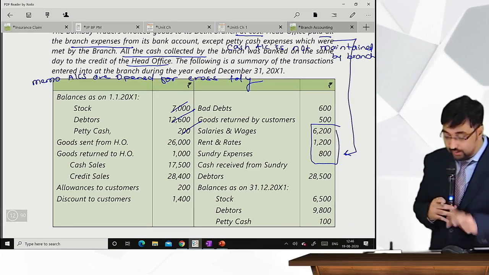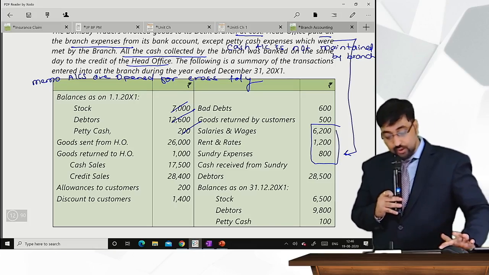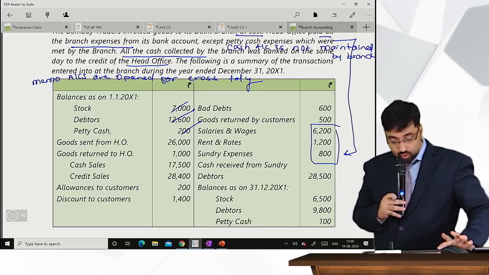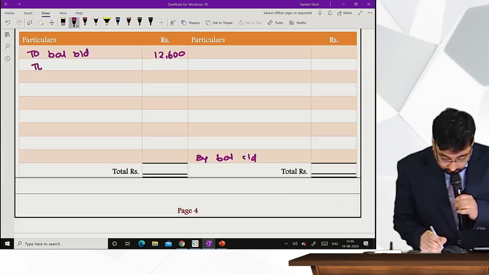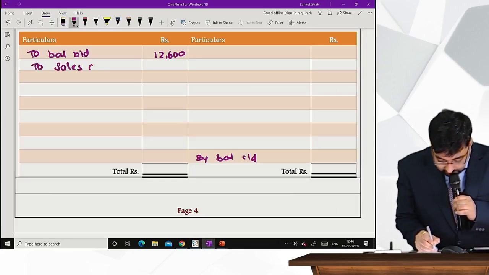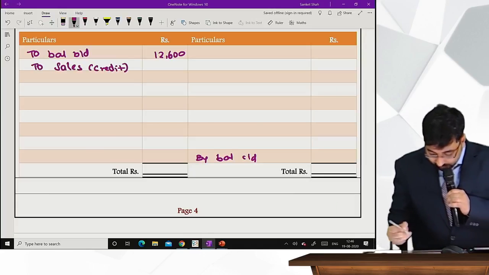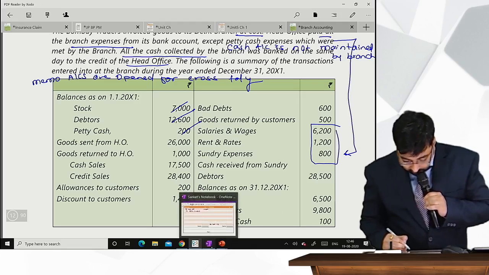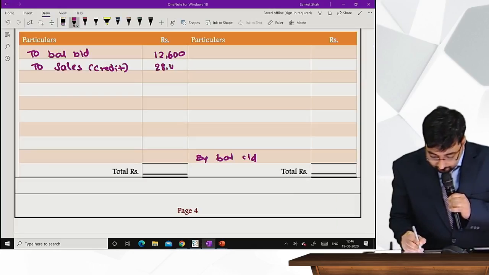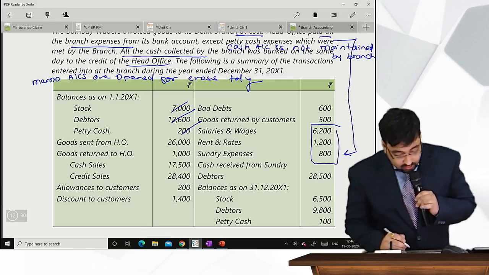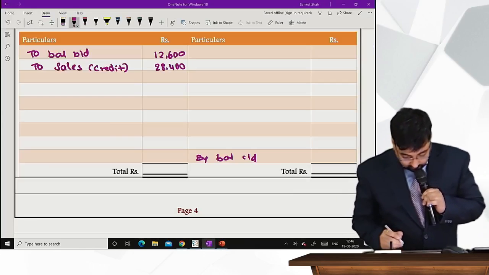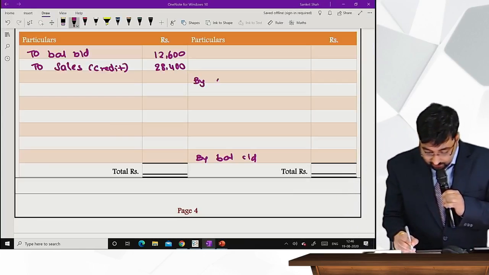Now one by one entry. Goods sent from HO, it will not affect debtors. Goods returned to HO, no. Cash sales, no. Credit sales, yes. Credit sales will affect debtors, to sales. In brackets you can write credit, 28,400. Next one, allowance to customer. Yes, third line, by allowance, by discount.